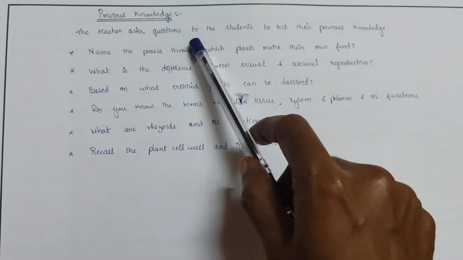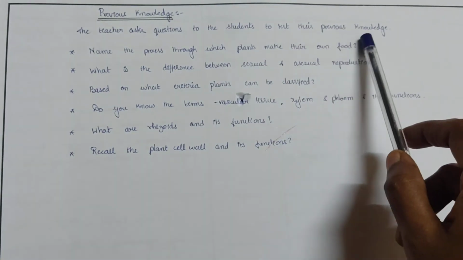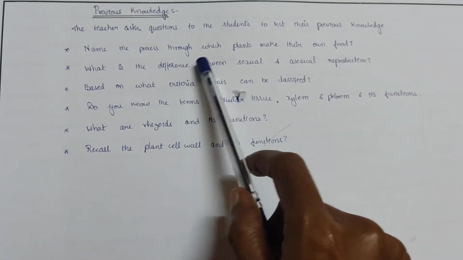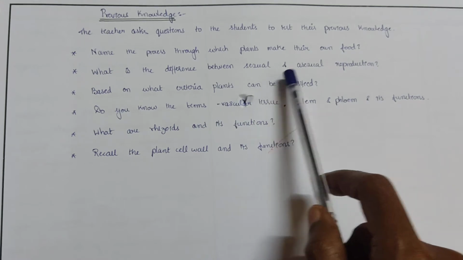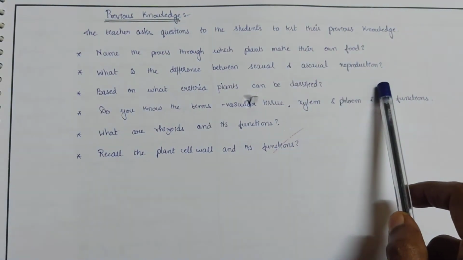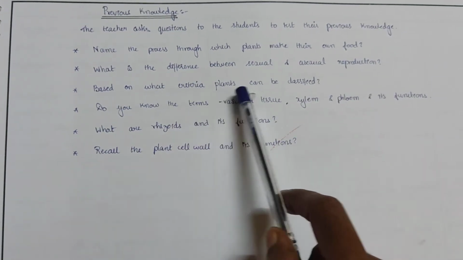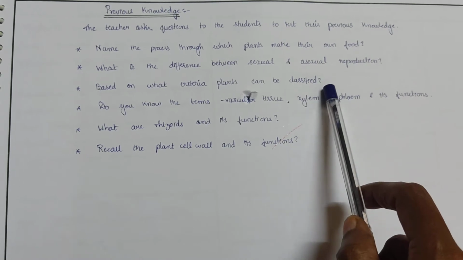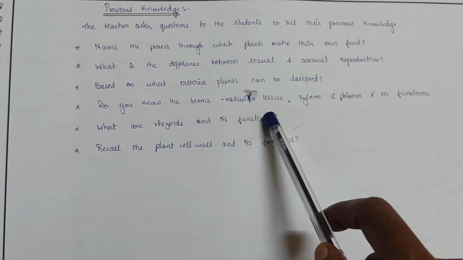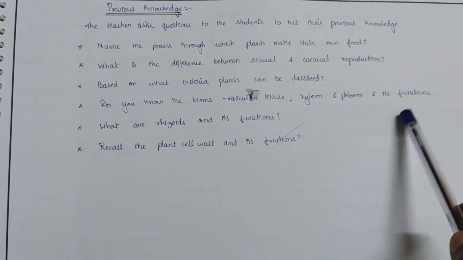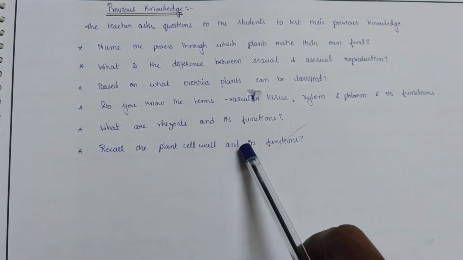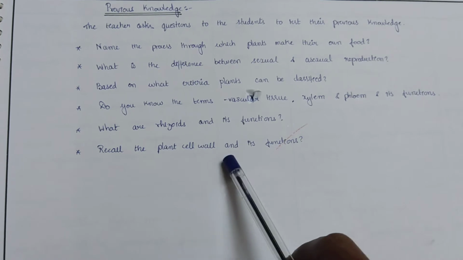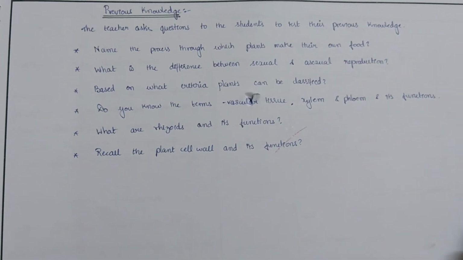The teacher asks a question to the students to test their previous knowledge. Name the process through which plants make their own food. What is the difference between sexual and asexual reproduction? Based on what criteria plants can be classified? Do you know the term vascular tissue, xylem and phloem and its functions? What are rhizoids and its functions? Recall the plant cell wall and its function.